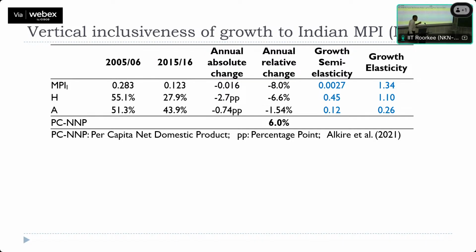Can you repeat which one? So growth elasticity is the percentage change in MPI, 1.34. That means if you have 1% economic growth, that led to a 1.34% change in MPI. Semi-elasticity will say that with 1% growth, you have a 0.0027 point reduction in MPI per year. Sounds good?